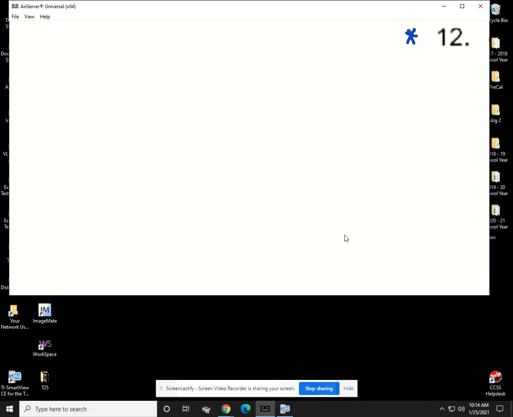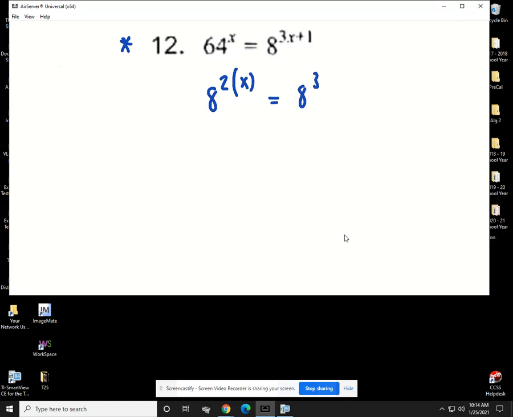Okay, let's go to number 12. You're going to have one very similar to 12, in that only one of the bases has to change. Let me show you why. 64. Can I make it an 8? Sure I can. 8 times 8 is 64. So 8 to the second power. So I'm going to change 64 to 8 to the second power. Don't forget, you already had an x there. We'll deal with that in a second.